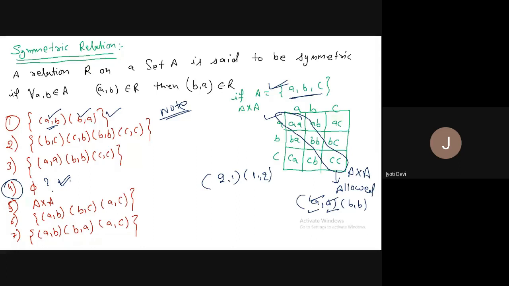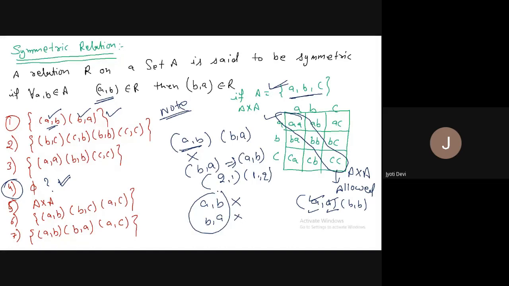Because when nothing is present in the relation, we do not need its reverse either. What is the condition? If AB is present, then BA must be present. If AB is not present, then also fine. Or you can say that if BA is present, in that case AB must be present. If AB is not present and BA is also not present, then that case is okay, no issue. So the fourth one is a symmetric relation.